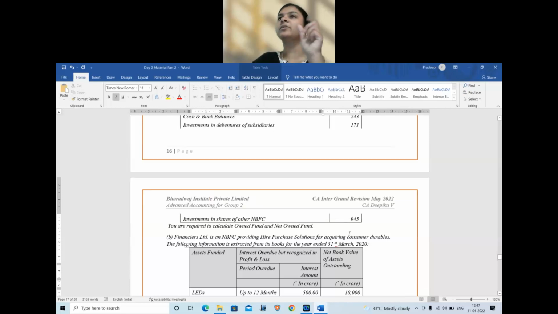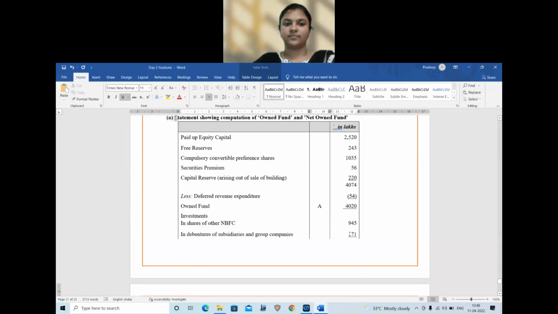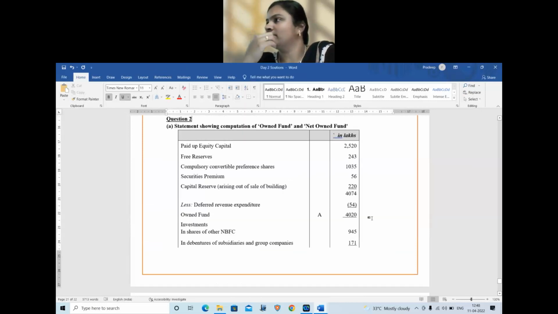So first work out owned fund. No impact. No impact. It is only to confuse you. Gem Limited was again a 2021 question. You should get an owned fund of 4020 lakhs.